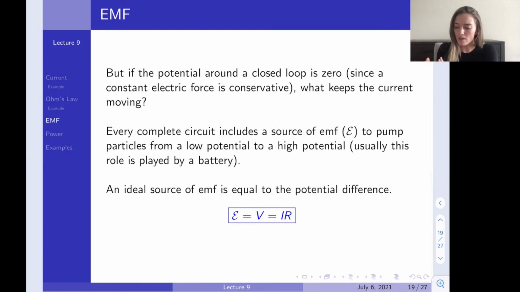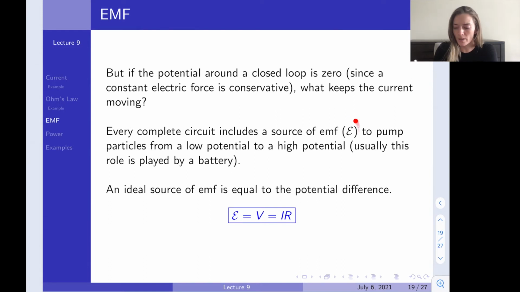So EMF stands for electromotive force. Now, it's not really a great name because it's not really a force. You're supplying a potential difference. It's not really a force in the traditional sense. But again, they came up with a name before we knew really what it was. So we have an unfortunate name attached to EMF.